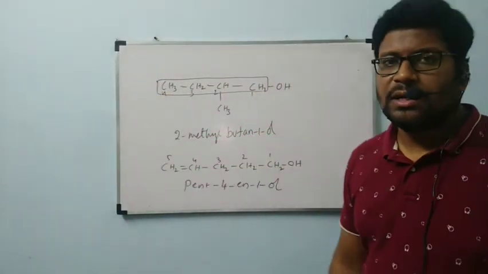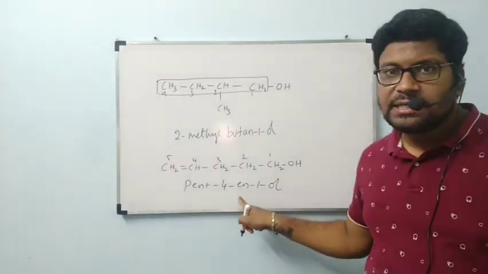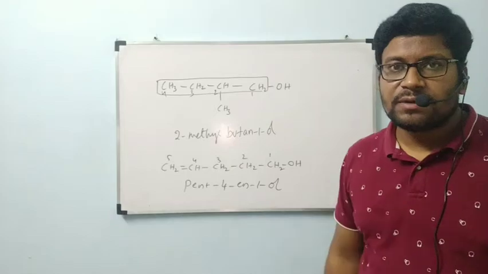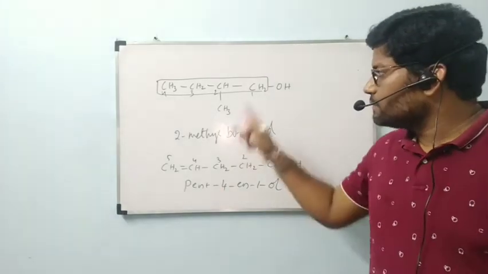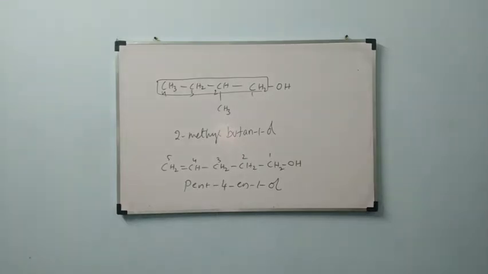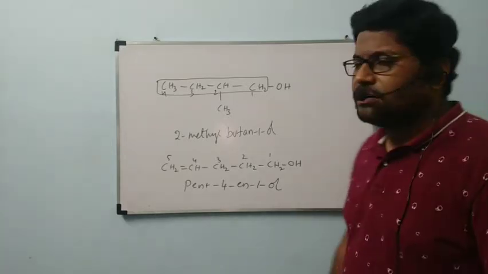Pent-4-en-ol. Why did we write ene here? The double bond is present on the fourth position. That's why we have to write ene. Okay? Observe these two molecules, all of you. I hope everything is clear for you.